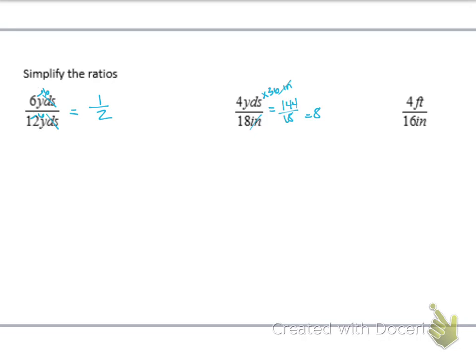My next one, there are 12 inches in a foot. So multiplying by 12, it would get it to 48 inches over 16 inches. Inches and inches would cancel. 48 divided by 16 would get me 3.